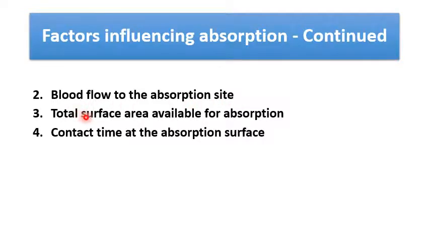Total surface area available for absorption is also important, and this might explain why the small intestine is the main site of drug absorption, because it has a very high surface area available for absorption compared with the stomach. Contact time at the absorption surface area is also important. An increase in contact time with the absorption surface will permit more drug to be transported through this surface, and therefore increases the absorption of a drug.